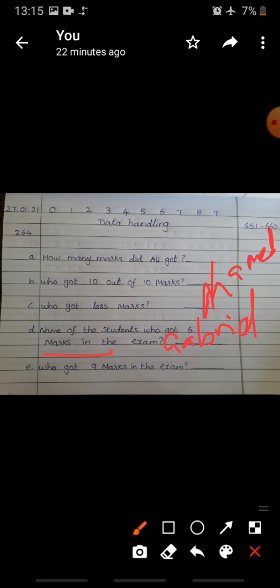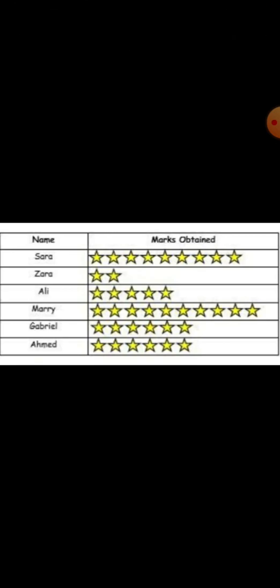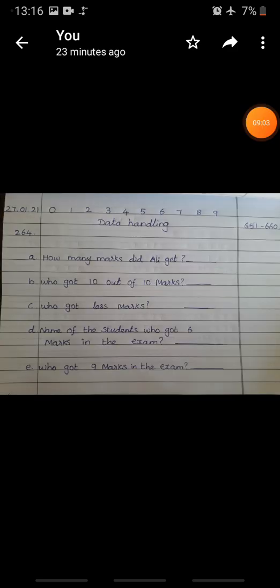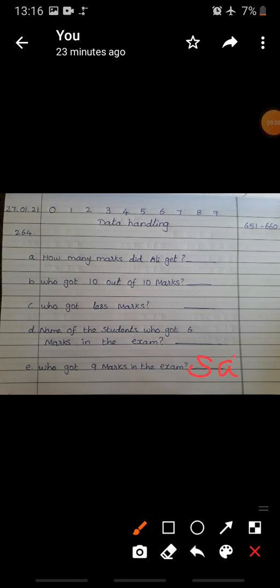And then the last question is, who got 9 marks in the exam? We have to check it now. I think Sara got 9 marks. We have to count now. 1, 2, 3, 4, 5, 6, 7, 8, 9. Yes, Sara got 9 marks. So in the last question, your answer is Sara.